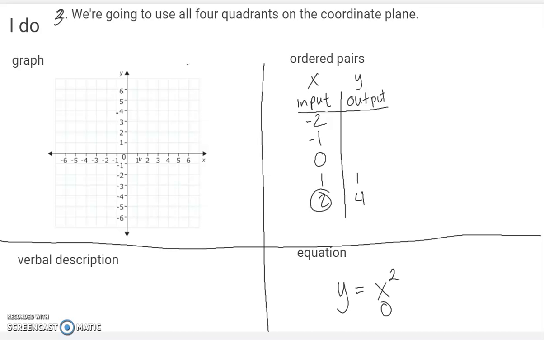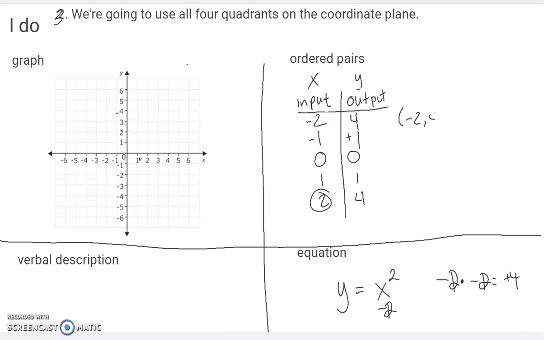Negative 1. Be careful with negatives. We haven't looked at negatives in quite some time, so make sure you remember how they work. So if I input negative 1 for x, negative 1 squared, that is negative 1 times negative 1, which is positive 1. And if I input negative 2 for x, then negative 2 times negative 2 is positive 4. So now I've got my ordered pairs, negative 2, 4.